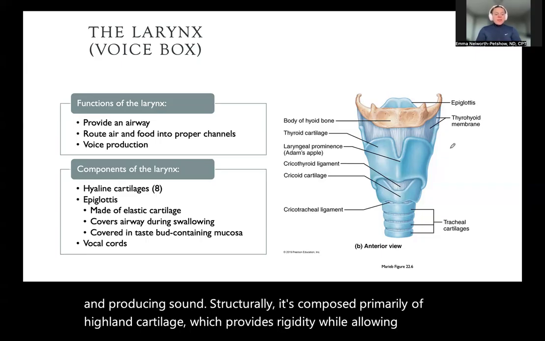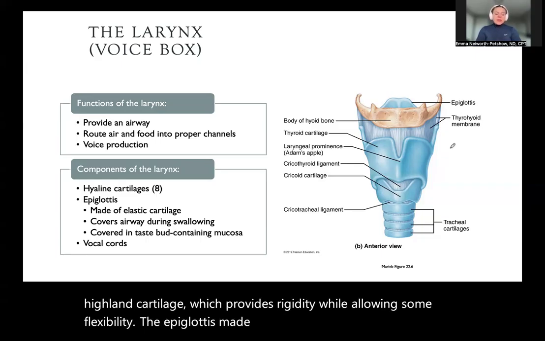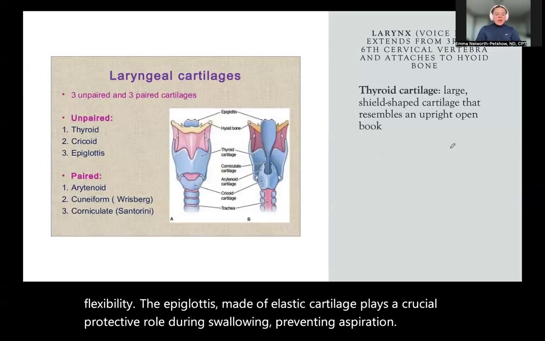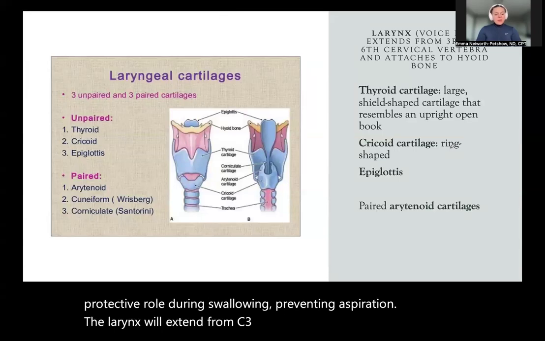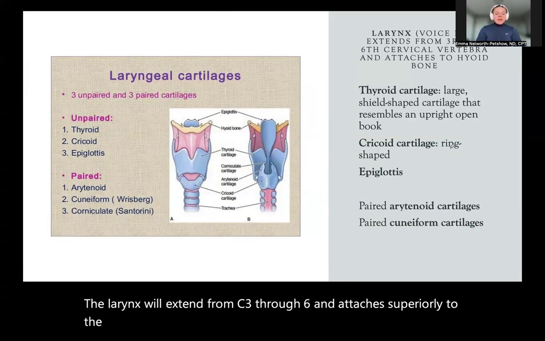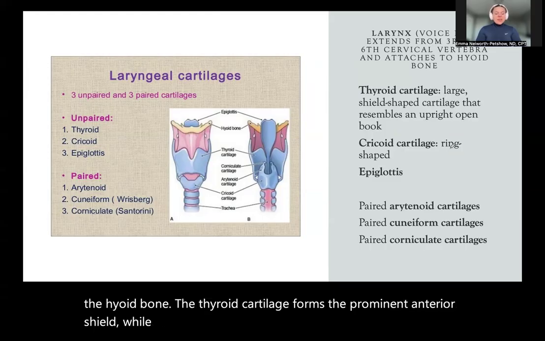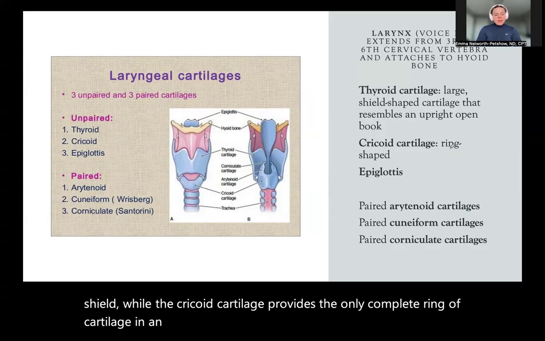The epiglottis, made of elastic cartilage, plays a crucial protective role during swallowing, preventing aspiration. The larynx will extend from C3 through C6 and attaches superiorly to the hyoid bone. The thyroid cartilage forms the prominent anterior shield, while the cricoid cartilage provides the only complete ring of cartilage in an airway, a key landmark for airway management.